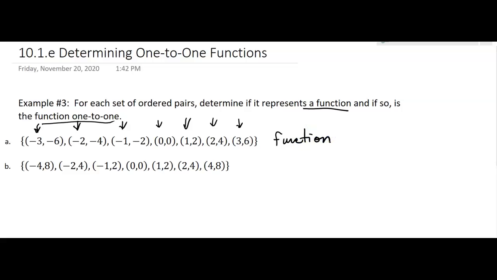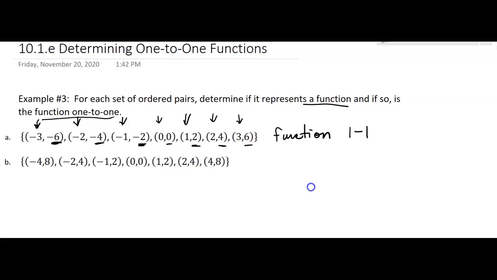Now, is it one-to-one? Now I have to look at the outputs. So I have -6, -4, -2, 0, 2, 4, and 6. I don't see anything repeating, so I say it's a one-to-one function. So it's a function, and yes, it's a one-to-one function.